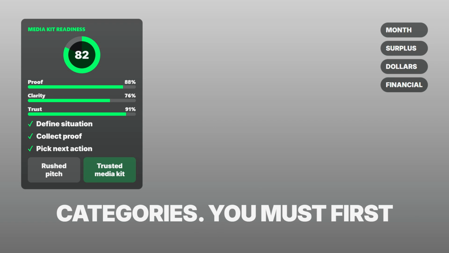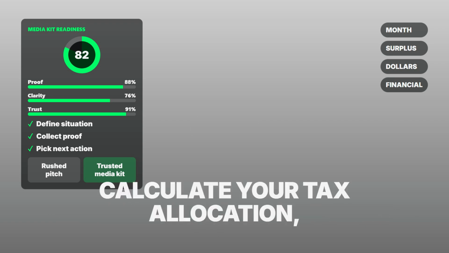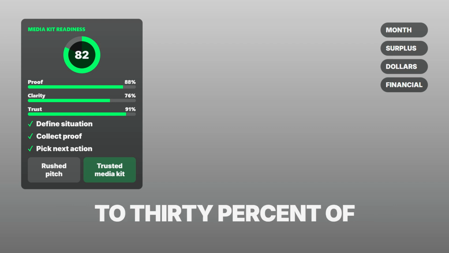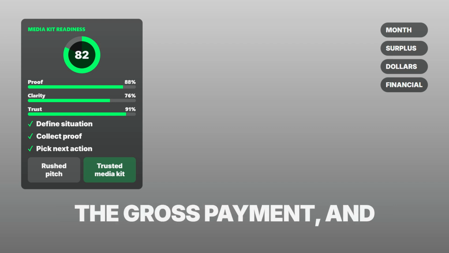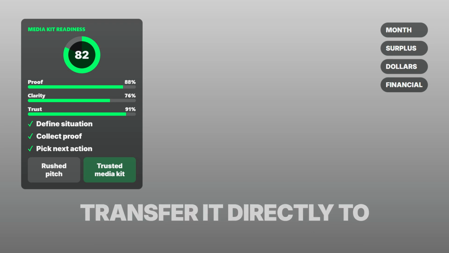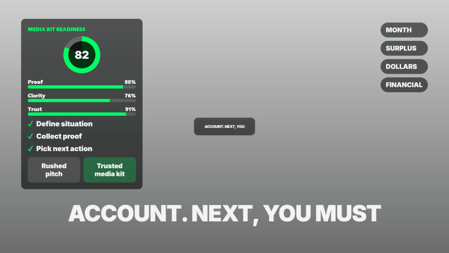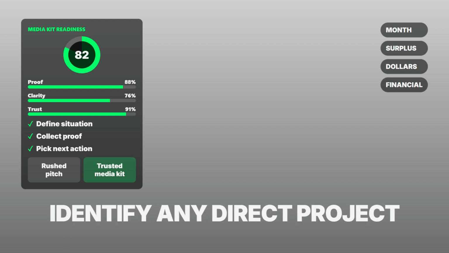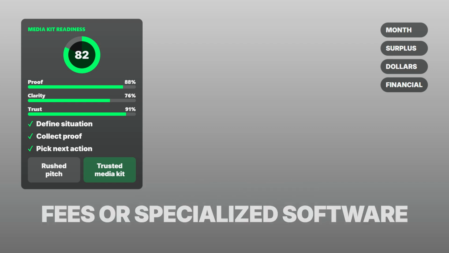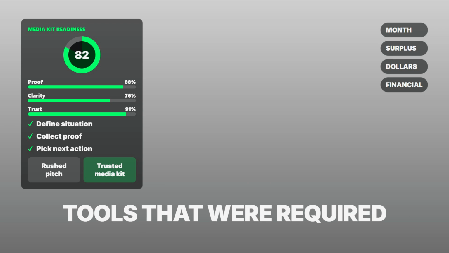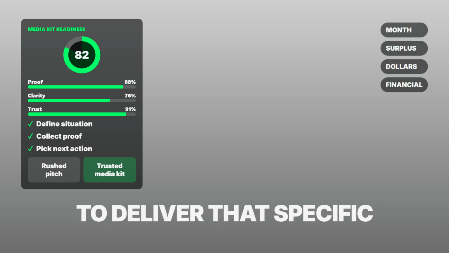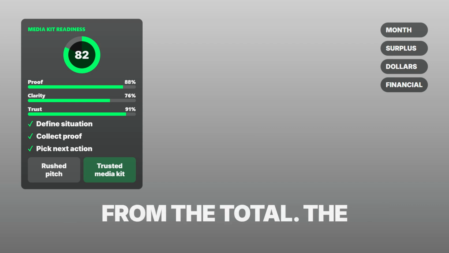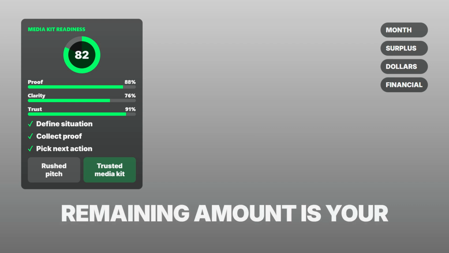You must first calculate your tax allocation, which is typically 20 to 30% of the gross payment, and transfer it directly to your business tax savings account. Next, you must identify any direct project costs, such as subcontractor fees or specialized software tools that were required to deliver that specific work, and subtract them from the total. The remaining amount is your net business surplus.